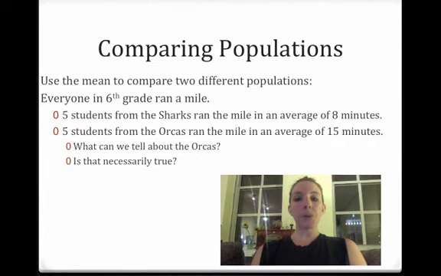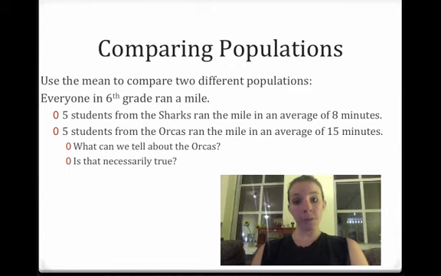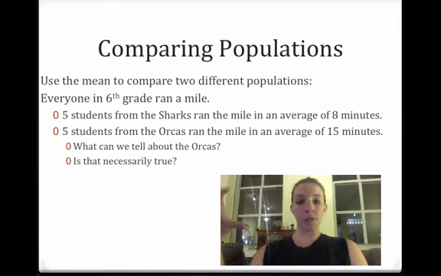Okay, so here we're comparing two different populations. That was predicting the trend of one population. Now we've got two different populations and we're going to compare them. So here's my example. Let's say everyone in 6th grade at Lift for Life runs a mile. 5 students from the Sharks ran the mile in an average of 8 minutes. So we took the population of all the 6th graders at Lift for Life and we pulled just 5 kids from the Sharks, and we said that they ran an average of 8 minutes.